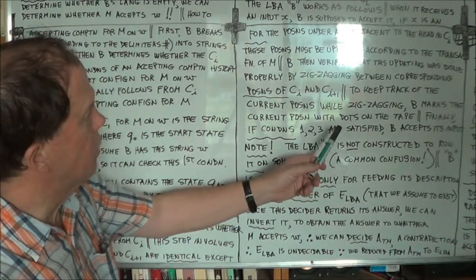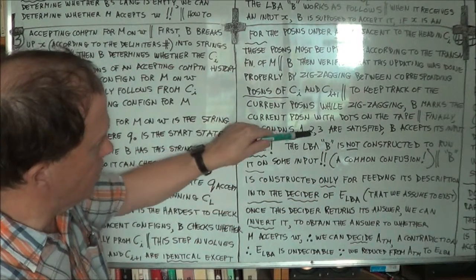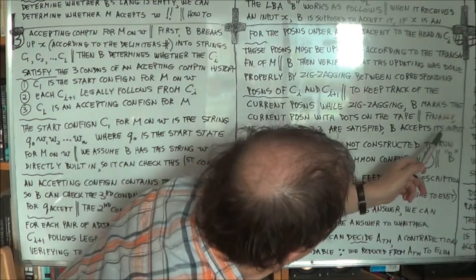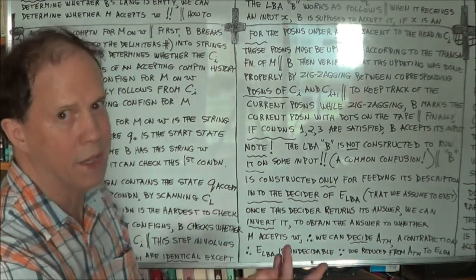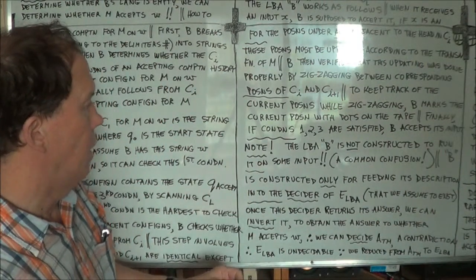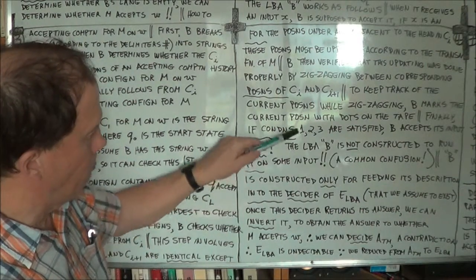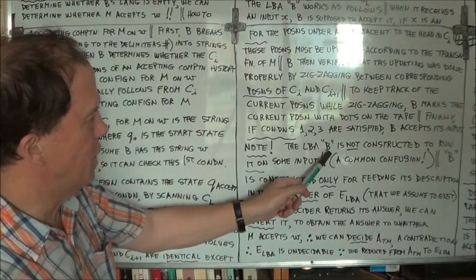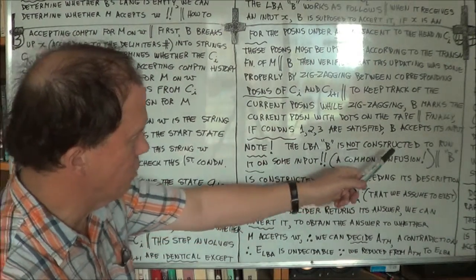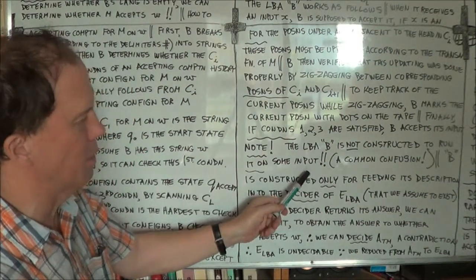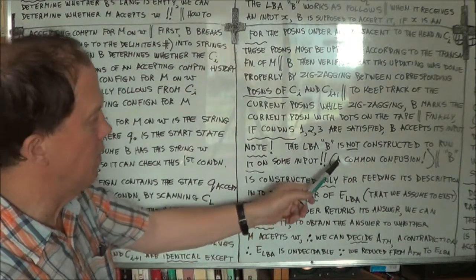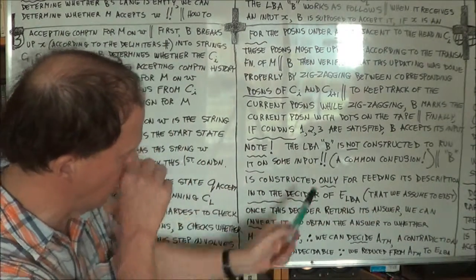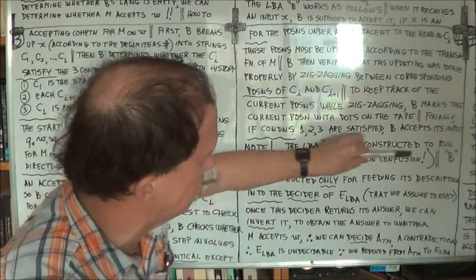So if one of its strings satisfies all these three conditions, then B will accept that X. Okay, now a bit of a complication. This machine B is not constructed to actually run on some input. This may be a common confusion. This is a comment by Sipser.